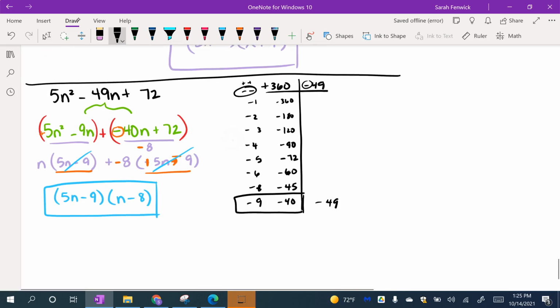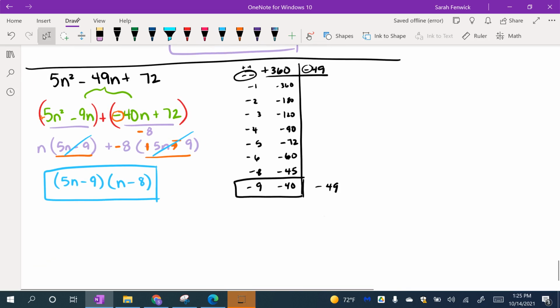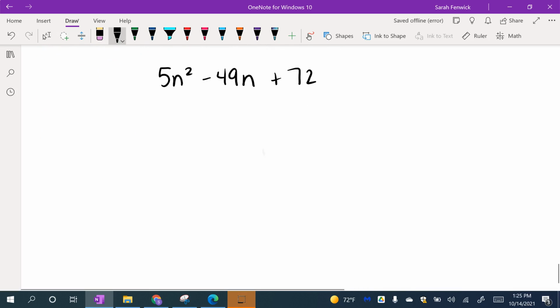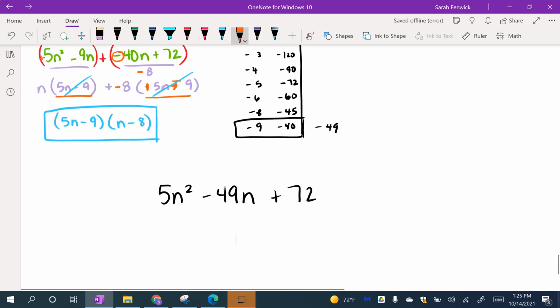Here, let's do the one we just did. 5n squared minus 49n plus 72. Okay? So when I learned this, mine went one way, yours might have gone a different way. Just go with me. If you have any suggestions on anything I might add to the videos, let me know.